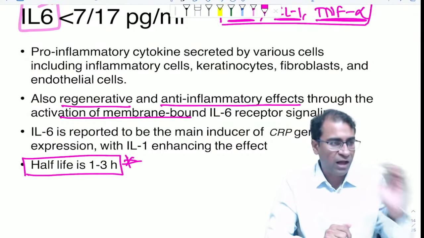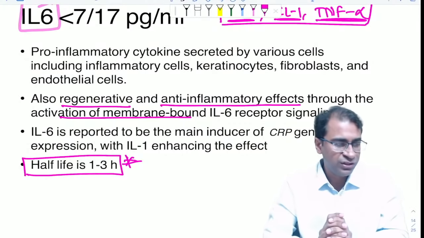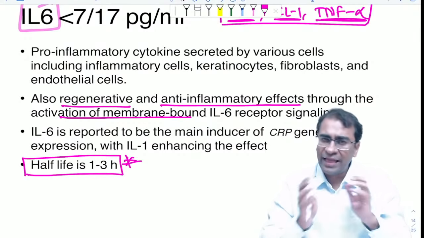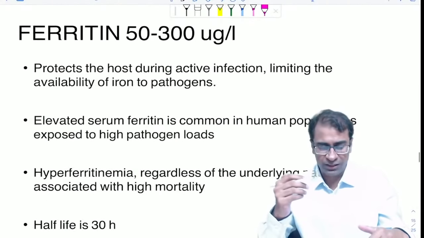Yes, quite well answered by Subhashri Hari, that IL-6 should not be used as a very good marker. IL-6 may be normal even with a high CRP. Okay, let's come to the other markers here.